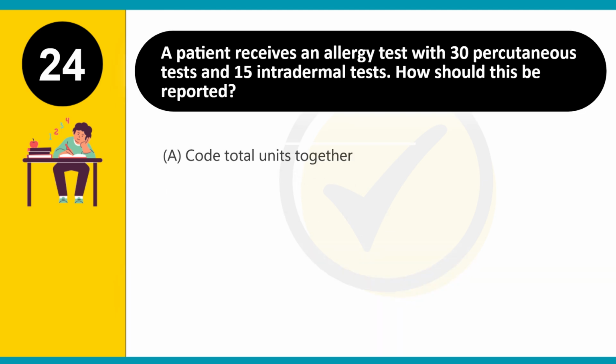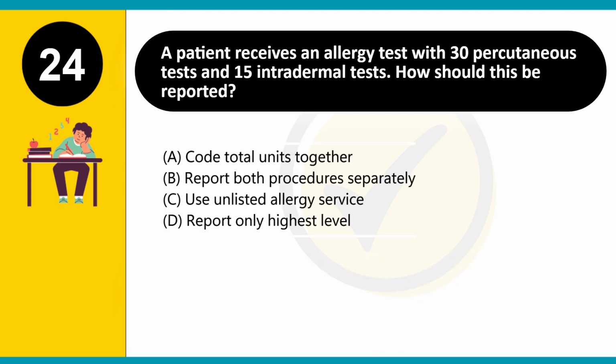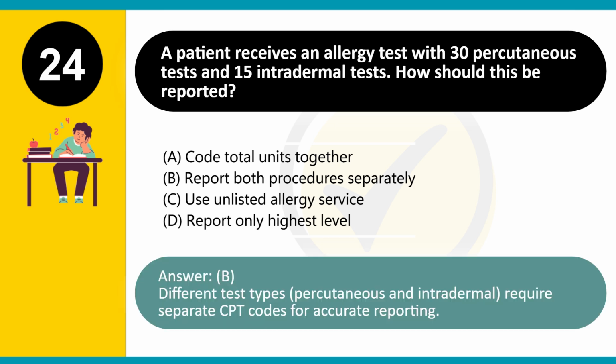A patient receives an allergy test with 30 percutaneous tests and 15 intradermal tests. How should this be reported? A. Code total units together. B. Report both procedures separately. C. Use unlisted allergy service. D. Report only highest level. Answer: B. Different test types, percutaneous and intradermal, require separate CPT codes for accurate reporting.